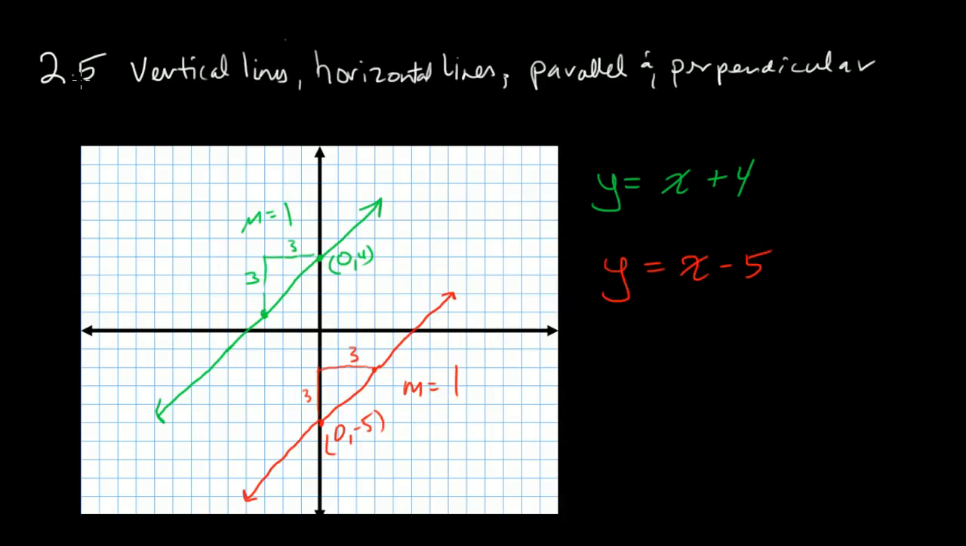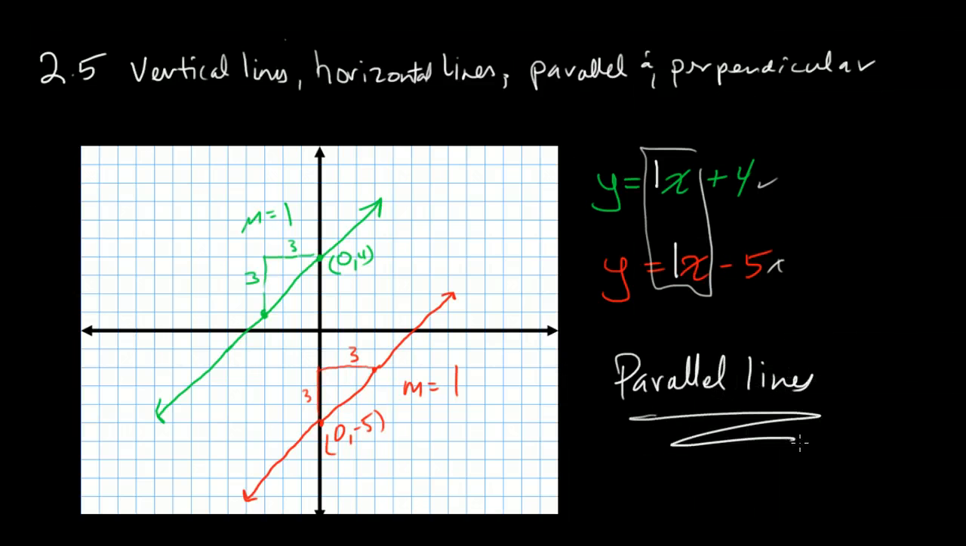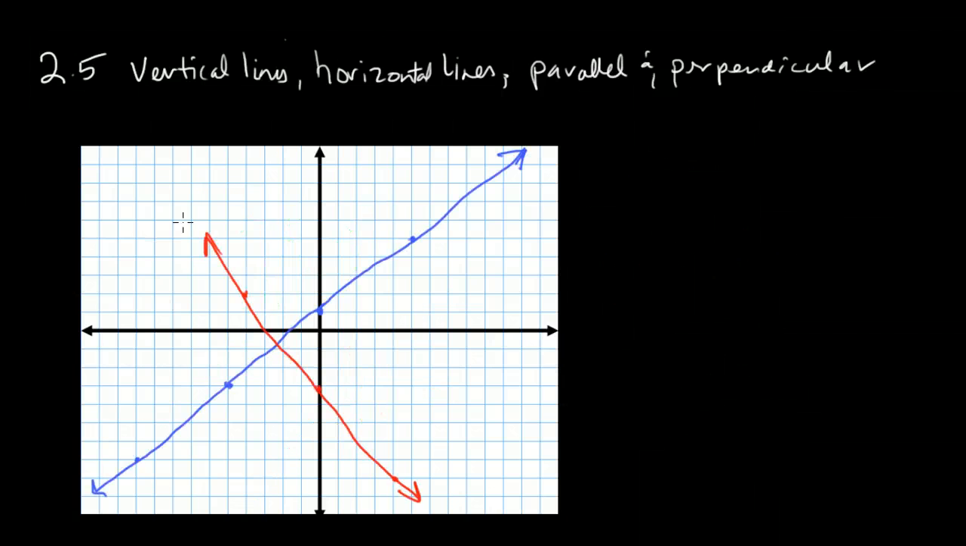And that's a very interesting situation. What we've got is two lines with the same slope. In this case, we have a slope of 1 and 1. So whenever we have the same slope, but different y-intercepts, we've got parallel lines. Same slope, but different y-intercepts. Now let's contrast that with a situation where we have very different slopes.